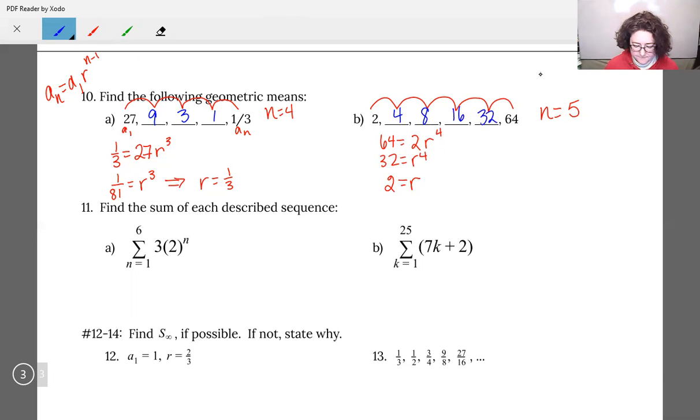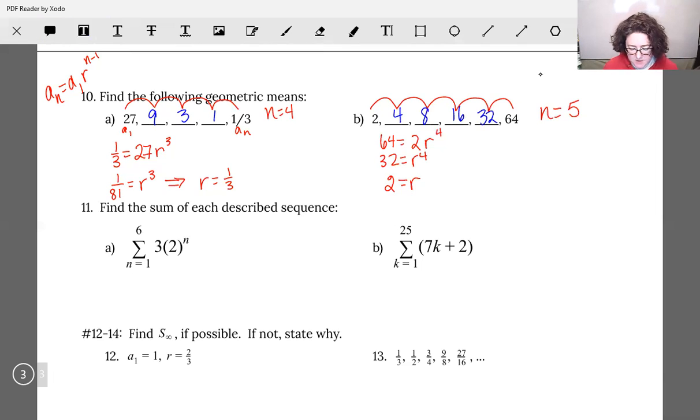We got it. Okay, find the sum of each described sequence. So again, I would go ahead, pause and write this down because I'm about to flip over to my Desmos calculator.